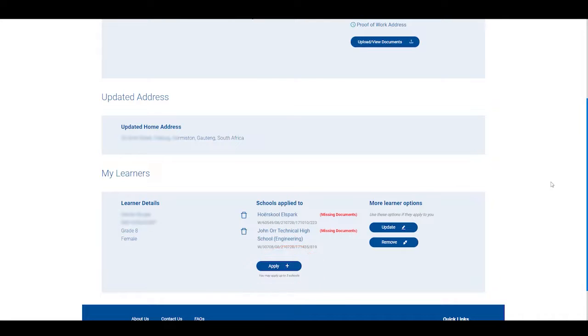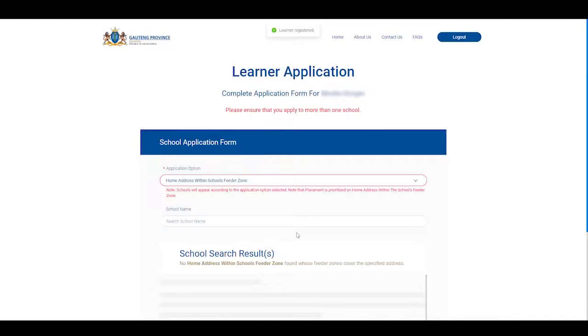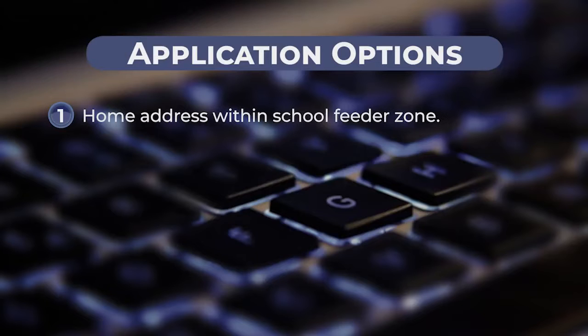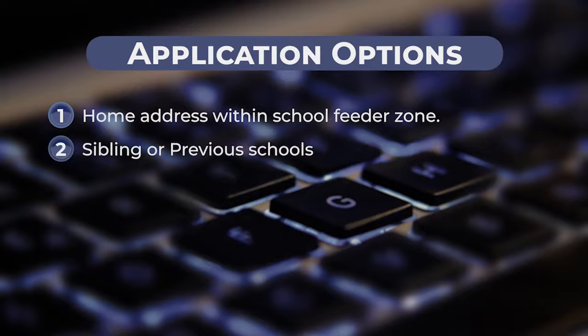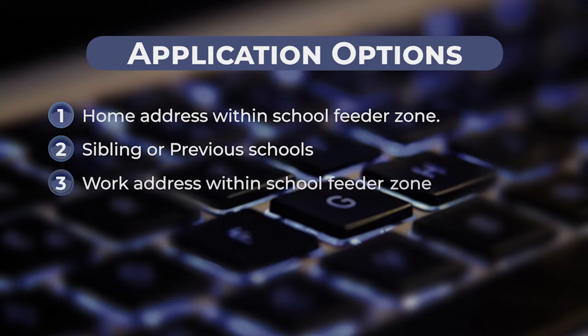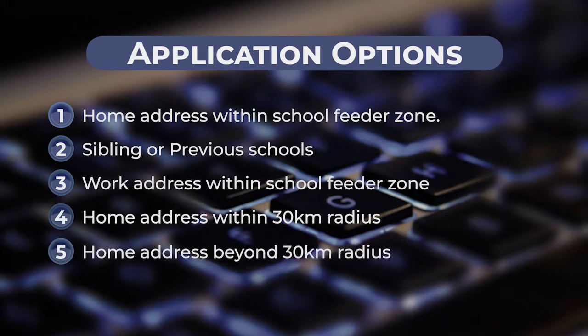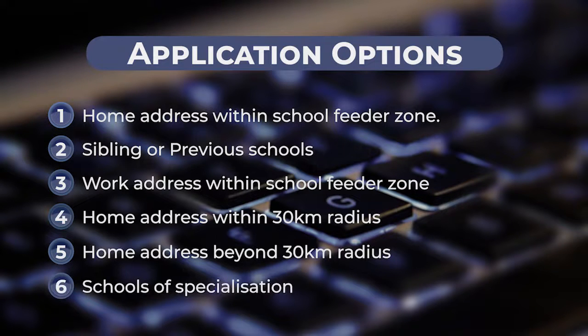When applying to a school, it is important to remember that the following criteria are taken into account and are shown here in order of priority. Number 1. Home address within school feeder zone. Number 2. Sibling or previous schools. Number 3. Work address within the school feeder zone. Number 4. Home address within a 30-kilometer radius. Number 5. Home address beyond a 30-kilometer radius. Number 6. Schools of specialization.